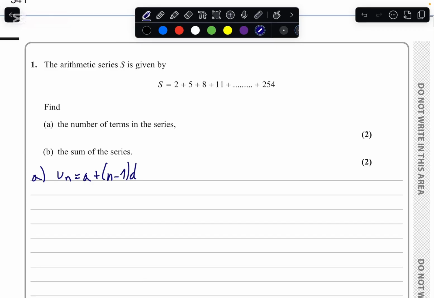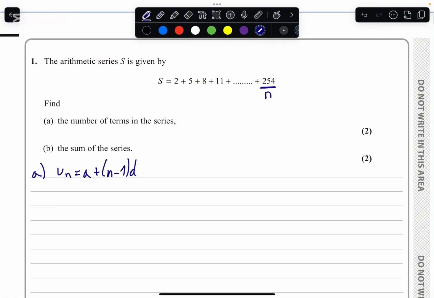Now, Un is the value of the nth term. So in this case, because we want to find the number of terms, this is the last term, so this would be n. So Un in this case is 254. The a is always the starting number. So in this case, a is 2 plus n minus 1, because n is the term that we want to find, because we want to find the number of terms in the series.